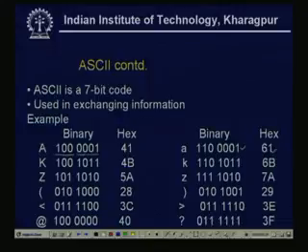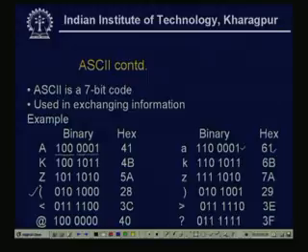Similarly, for A to Z I have given another 2-3 examples, capital K and capital J, and how they are defined. As these are 7-bit ASCII, 2 to the power 7 means 128 characters and control characters together, so a total of 128 values can be represented by these 7-bit binary values. It is always easier to express in hexadecimal because it is smaller in size, so the hexadecimal values are also given.